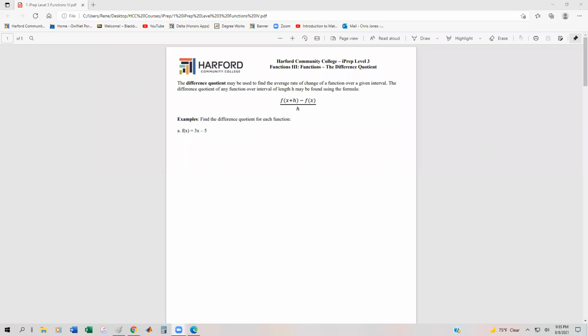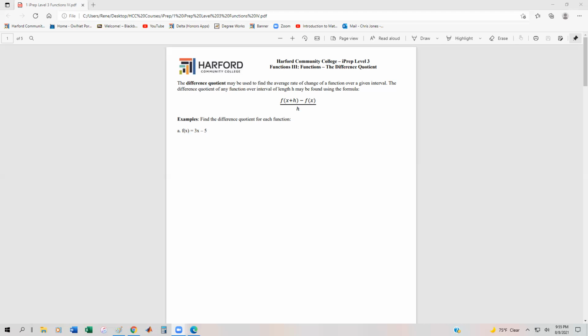The last section we're going to be looking at is the idea of difference quotient. The difference quotient is going to be used to find the average rate of change over a given span h. If we have a time interval, or if we want to make it something like meters, then we can go through and figure out what the average rate of change is over that given interval.